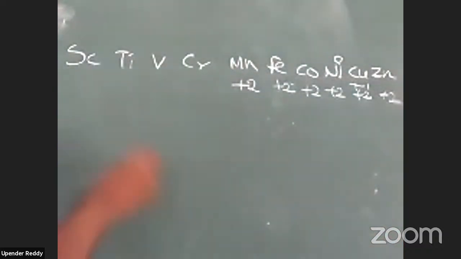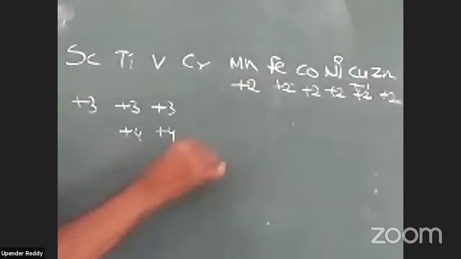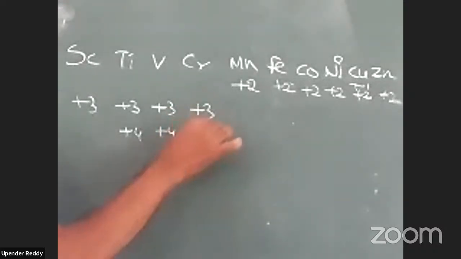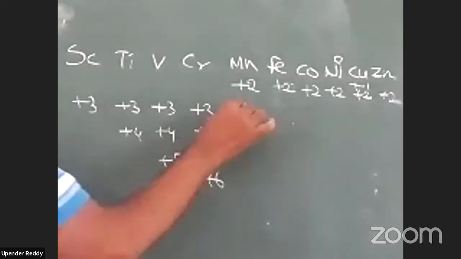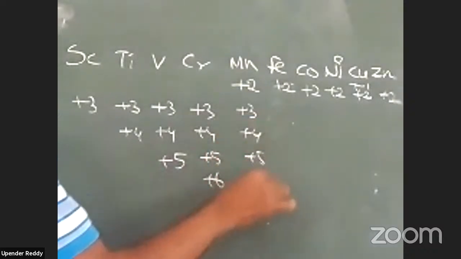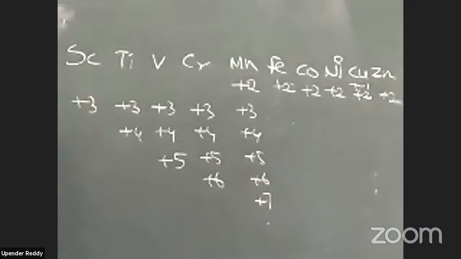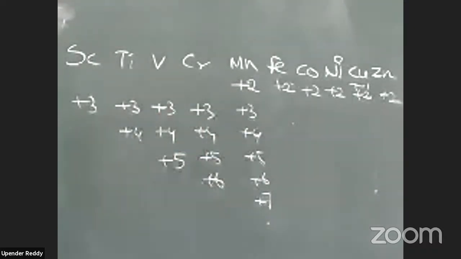Now, scandium shows +3. Titanium also +4. Vanadium along with +3, +5. Chromium +3, +4, +5, +6. Manganese +3, +4, +5, +6, +7. Already in the last class I discussed, there is 1 unit difference in the oxidation states.